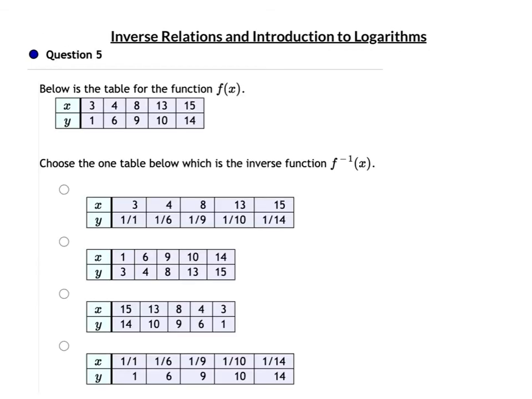Question 5 is a quick one. Here's a table for a function f of x. Choose the table below that's the inverse function. The x's become the y's and the y's become the x's. 3, 1 here becomes 1, 3. 4, 6 becomes 6, 4. 8, 9 becomes 9, 8, and so on. Looks like it's this one to me, right here.